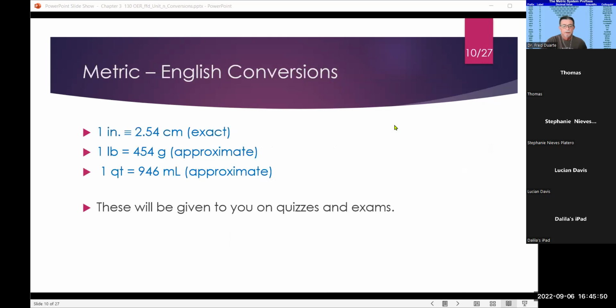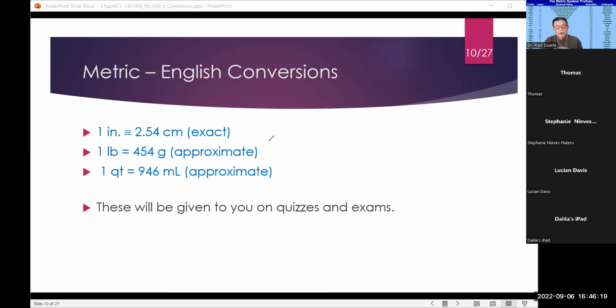All right. Now we give you 3 conversion factors to get us from English to metric. Okay, the 1 inch is equal to 2.54, and then the 1 pound is equal to 454 grams, and 1 quart is equal to 946. Exactly, Thomas, you are correct on that, and just saw the answer. And then 1 quart is equal to 946 milliliters.